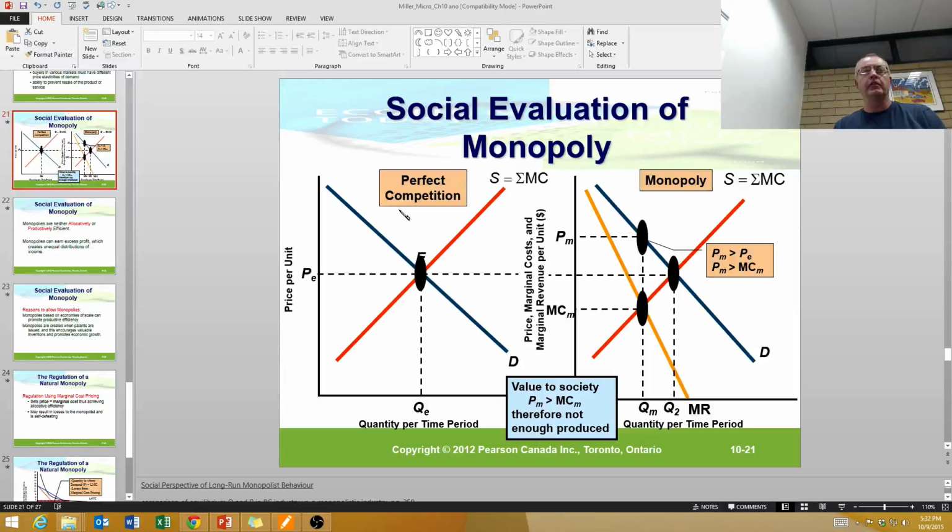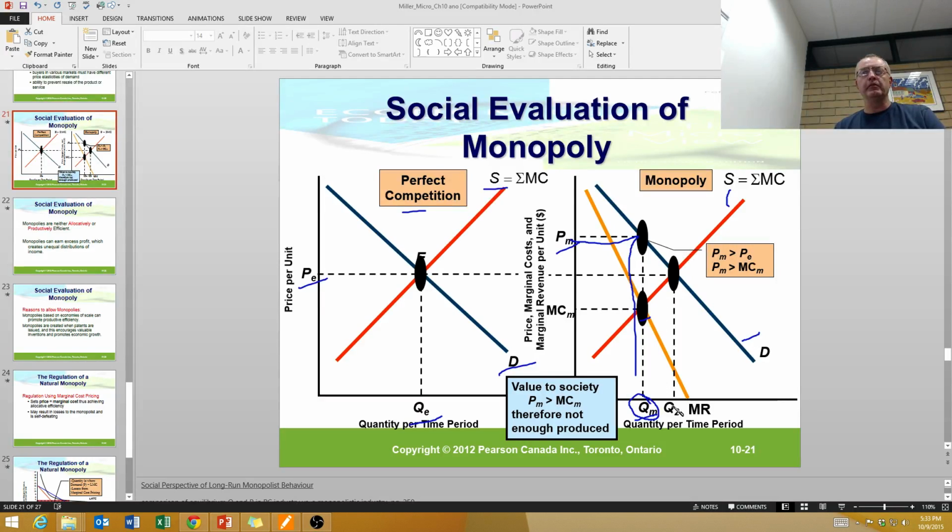Okay, so in perfect competition, the equilibrium price and equilibrium quantity are set by the intersection of the industry supply curve and the industry demand curve. But in monopoly, the equilibrium price and the equilibrium quantity are not set by the intersection of the supply curve and the demand curve. They're set by the intersection of the marginal revenue and marginal cost curves, which establishes our equilibrium quantity, and then we read the price off of the demand curve.